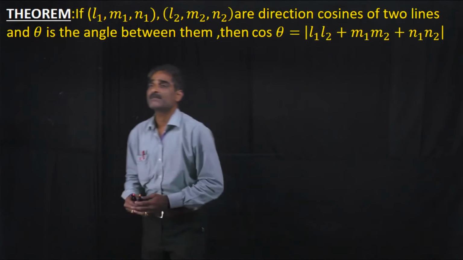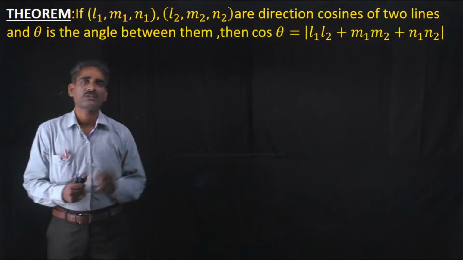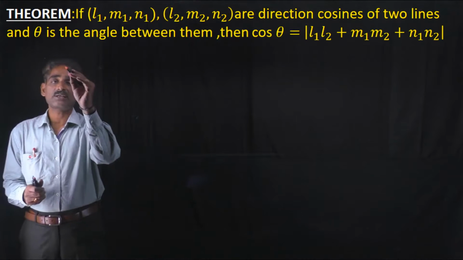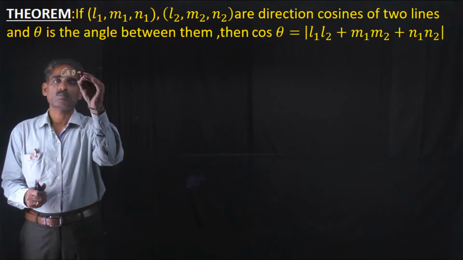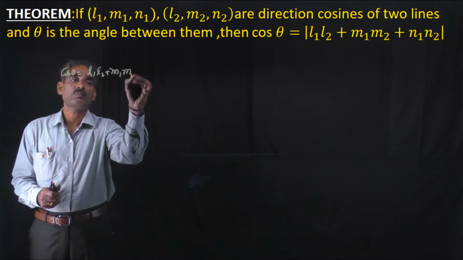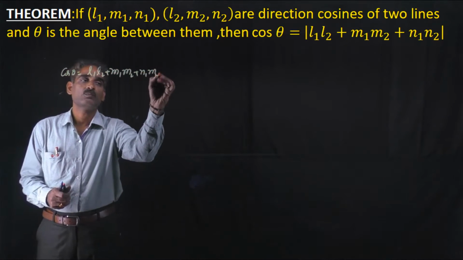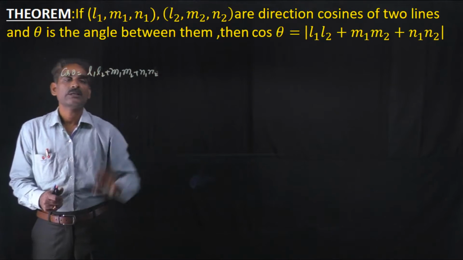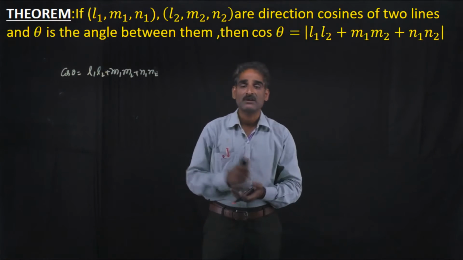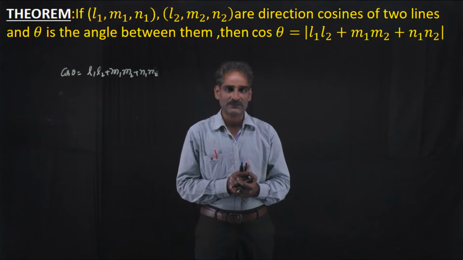Okay, see here. Already we proved this theorem. What is cos theta here? Here cos theta is equal to L1 L2 plus M1 M2 plus N1 N2. L1 M1 N1 and L2 M2 N2 are the DCs of the two lines. This is the formula to find the angle between the lines.